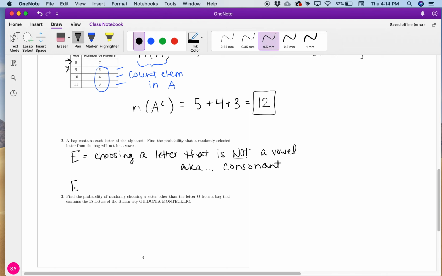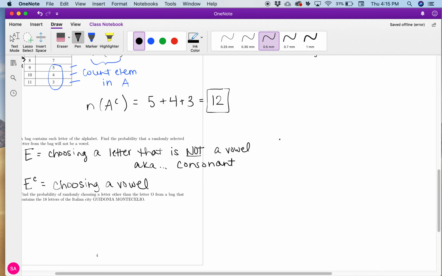So, what's the complement event? Well, our regular event is choosing a letter that's not a vowel. In other words, choosing a letter that is a consonant. Well, the complement of choosing a consonant is choosing a vowel, right? And I think it's a lot easier to figure out the probability of this, E to the C, the complement of E. We can figure this out quicker than figuring out the probability of choosing a consonant. Why? Because there's a lot fewer vowels in the alphabet than consonants.